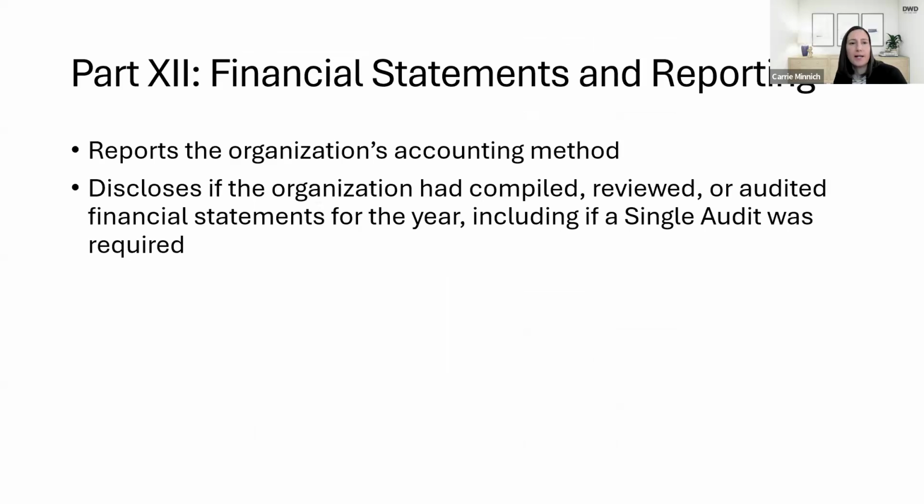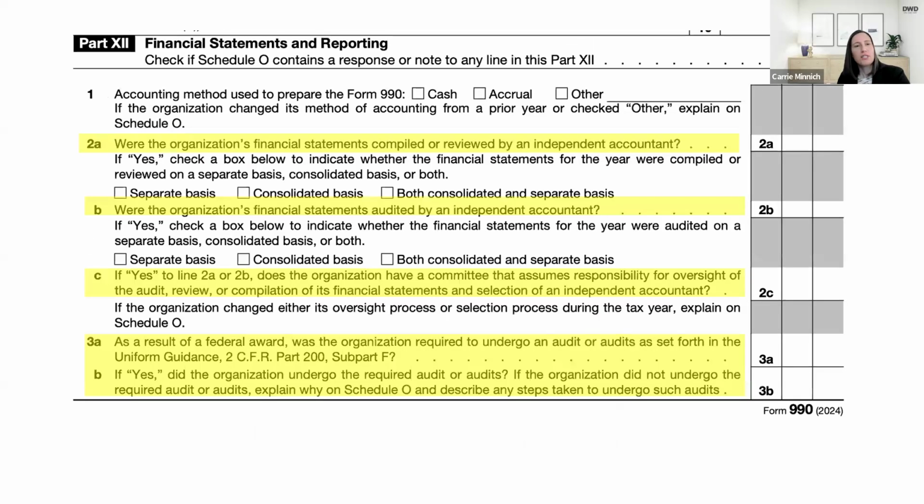Next is a very small part after financial statements, asking some additional questions about your financial statements and reporting. The IRS wants to know if you have a compilation done or a review done or an audit done. So, these numbers that you're reporting on your 990, have they been compiled or reviewed by an independent accountant, or have they been audited? I think they want to know, how valid are these numbers?